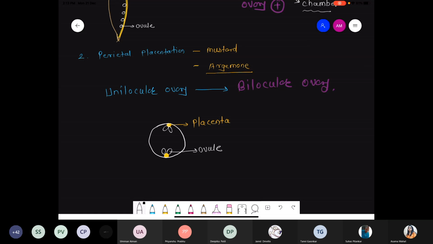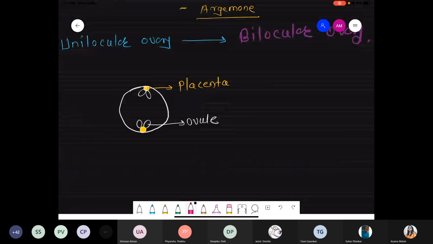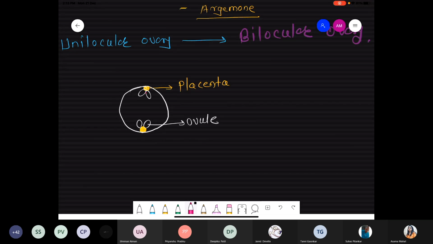It looks like a single chamber because there is no division, there is no partition, a single chamber is presented. But now what happened? Slowly, from one placental tissue towards the other placental tissue, there is a formation of replum. During the development, initially it looks like unilocular, but slowly, from the center, there is a formation of a false wall, and such a false wall is simply called the replum. And replum is also called the false wall.